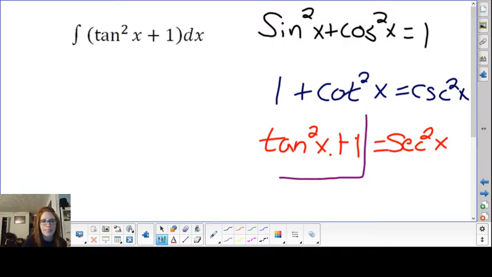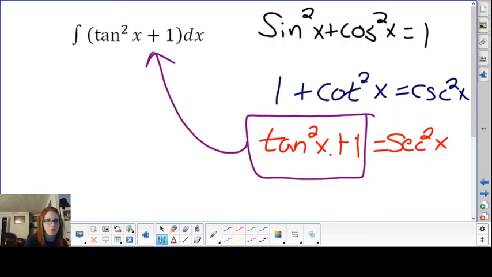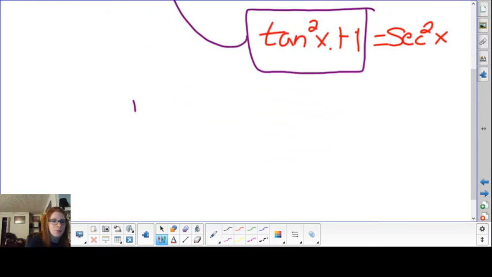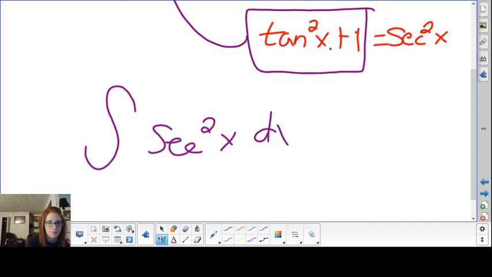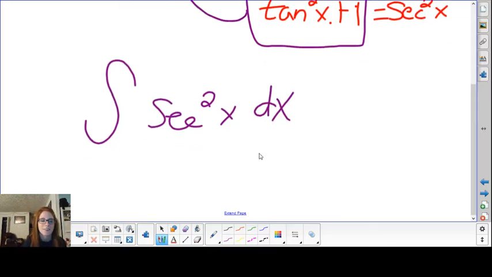Well, by golly, isn't that what I got right up there? So because tangent squared of x plus 1 is equal to secant squared, I can replace that and take the integration of secant squared of x dx. And I know how to take the integration of that guy. The integration of secant squared x dx is just tangent x plus c.